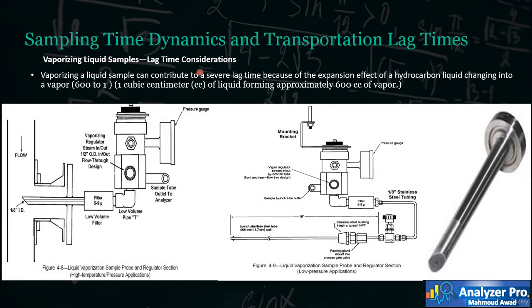When we calculate lag time, there are some considerations that we have to take care of. Vaporizing a liquid sample can contribute to a severe lag time, because of the expansion effect of a hydrocarbon liquid changing into a vapor, 600 to 1, meaning that 1 cubic centimeter of liquid forms approximately 600 cubic centimeters of vapor. If we have the vaporizer at the sample tap location, and since vapor speed loops may be only approximately 2000 cubic centimeters per minute, we have to minimize the liquid volume as much as possible to be able to purge the sample line with the new sample.